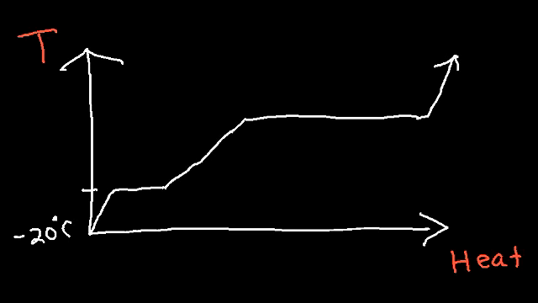Ice melts at what temperature? If you recall, ice melts at 0 degrees Celsius. So at 0, the temperature is going to remain constant until all of the ice cubes have melted into liquid water.